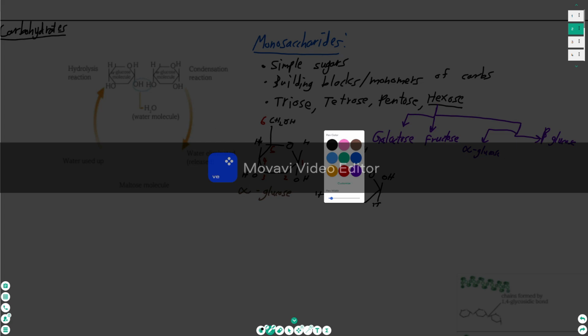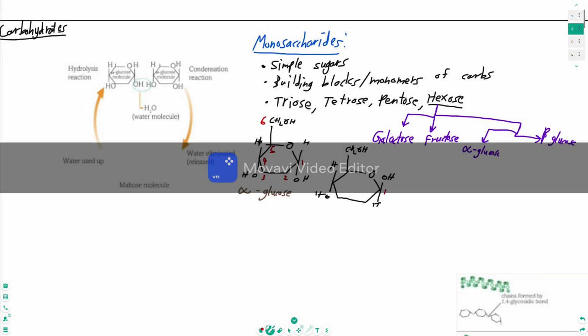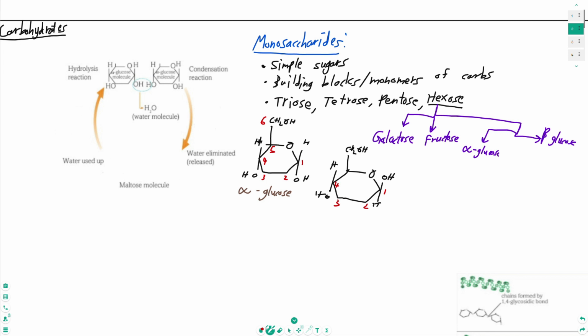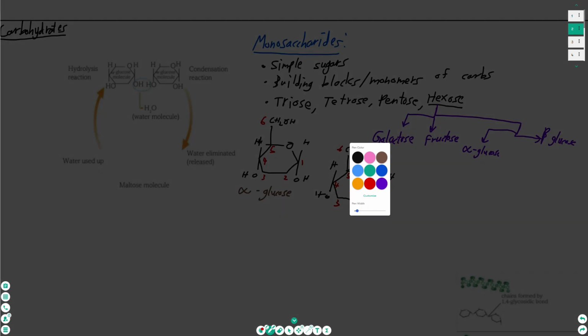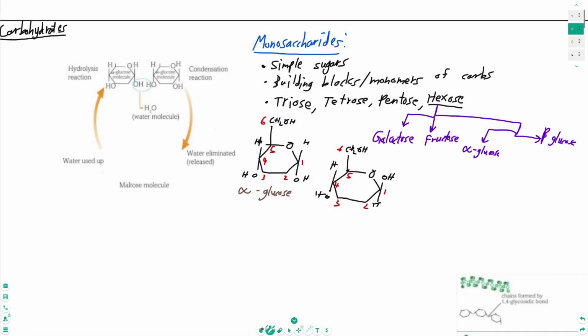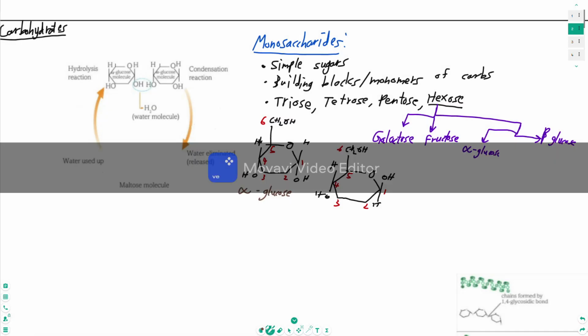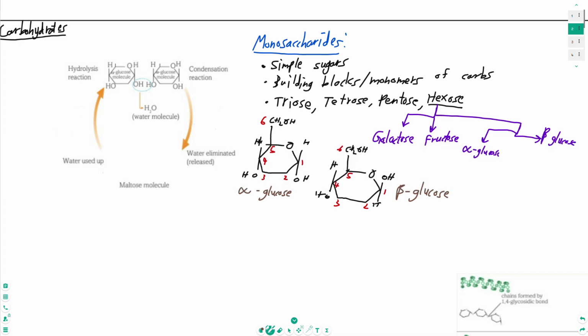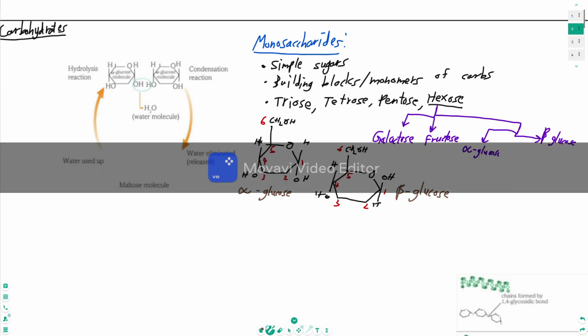So again, if I number these carbons, 1, 2, 3, 4, 5, 6, you can see here that the OH of carbon number 1 is pointing in the same direction as the OH of carbon number 6. So this here is beta glucose. That's how I like to distinguish between the two. So alpha glucose is opposite direction, beta glucose is same direction. Remember, it's to do with the direction of the OH on carbon 1 and 6.